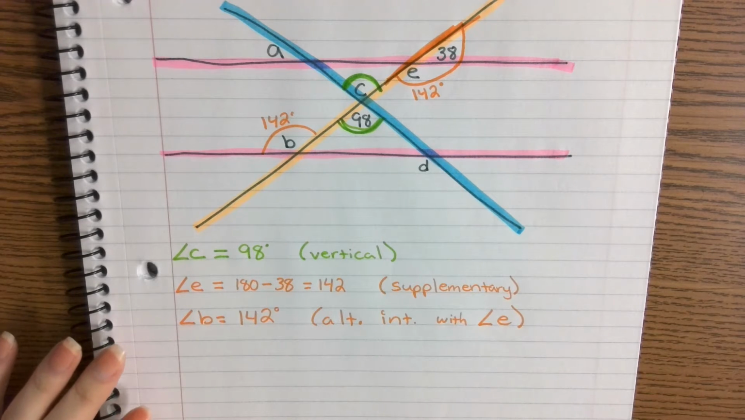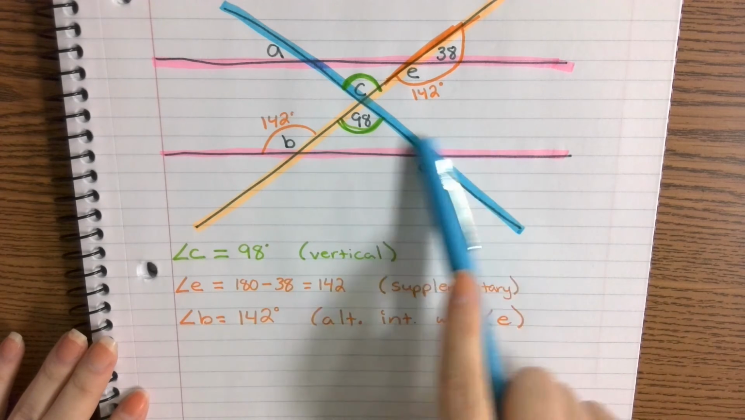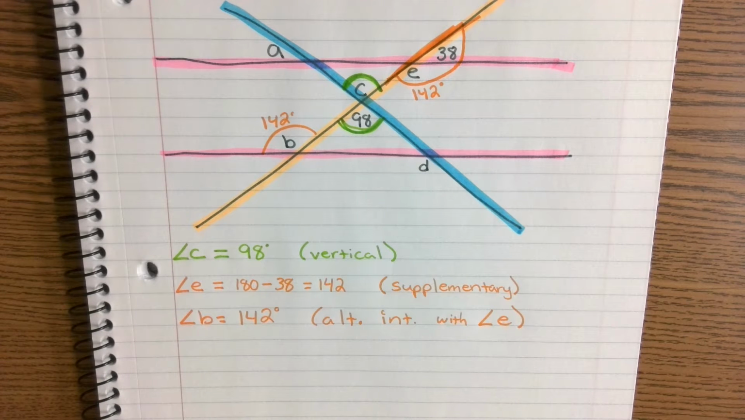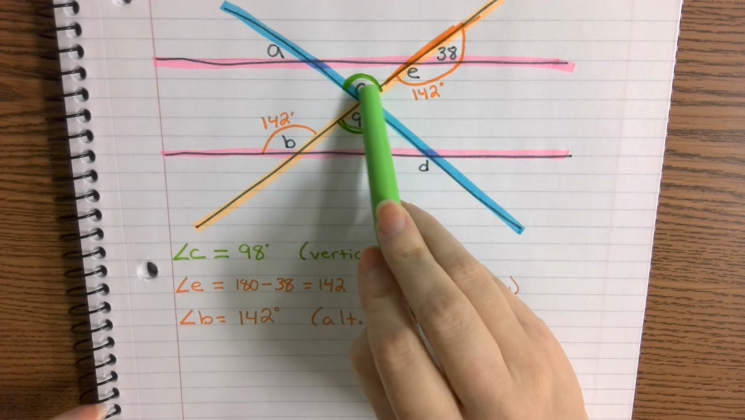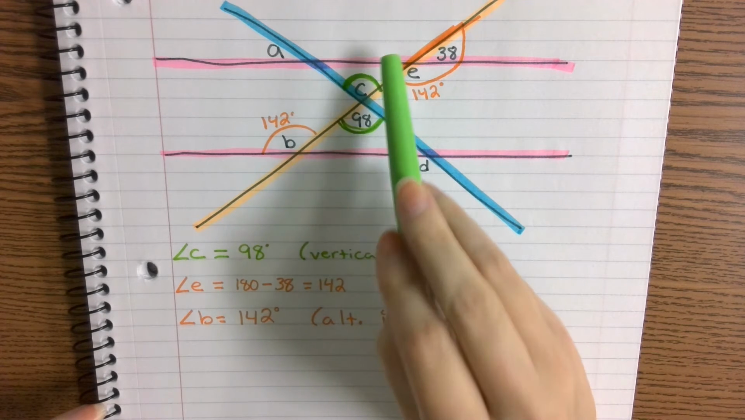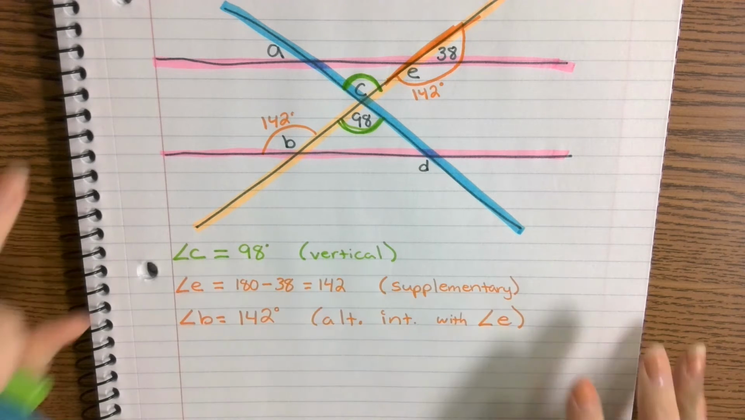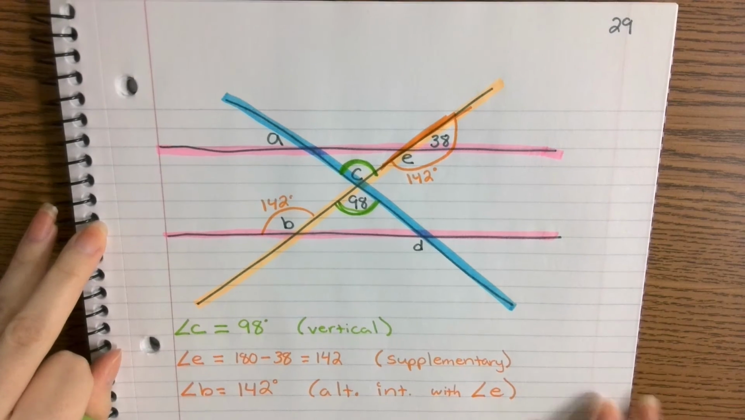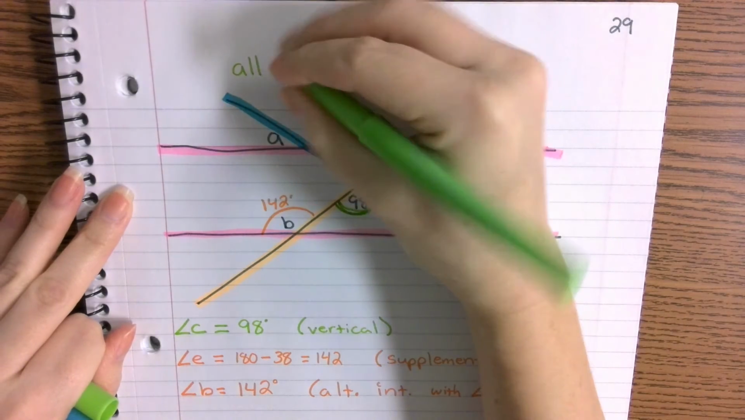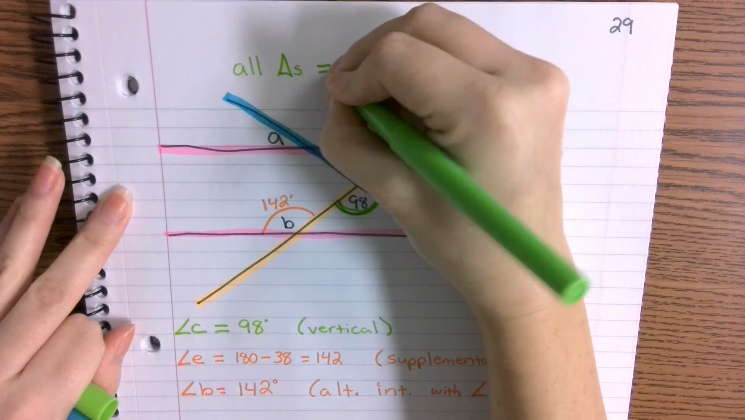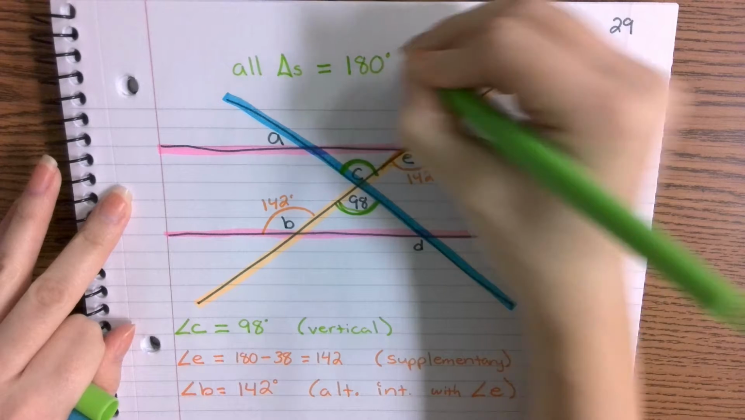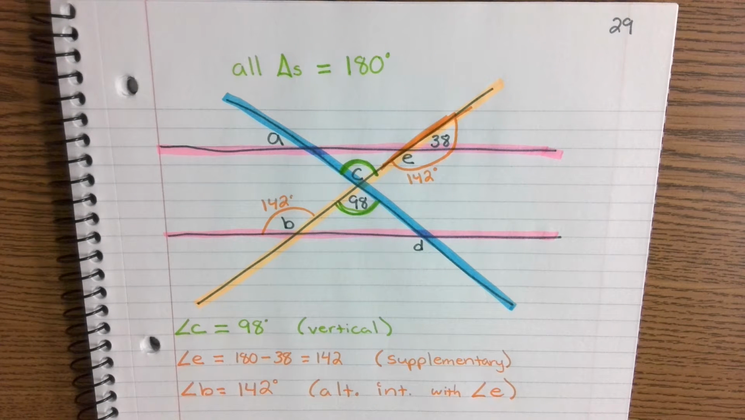But there really isn't any information within my blue transversal to help me out with A and D, at least not yet. So there's something that you guys are going to be learning about today, which is the number of degrees inside any given triangle. So up at the very top, I want you to write down all triangles equal 180 degrees. 180 seems to be that magical number. All triangles are 180 degrees.